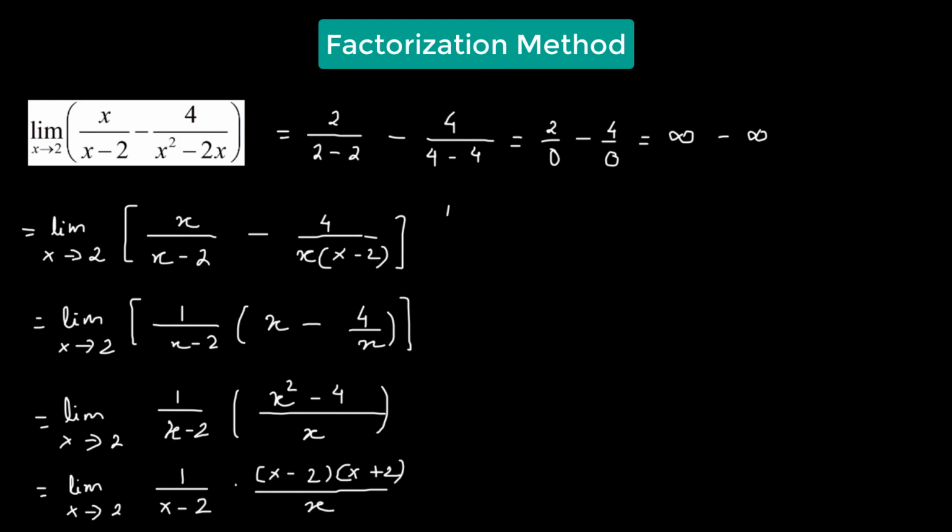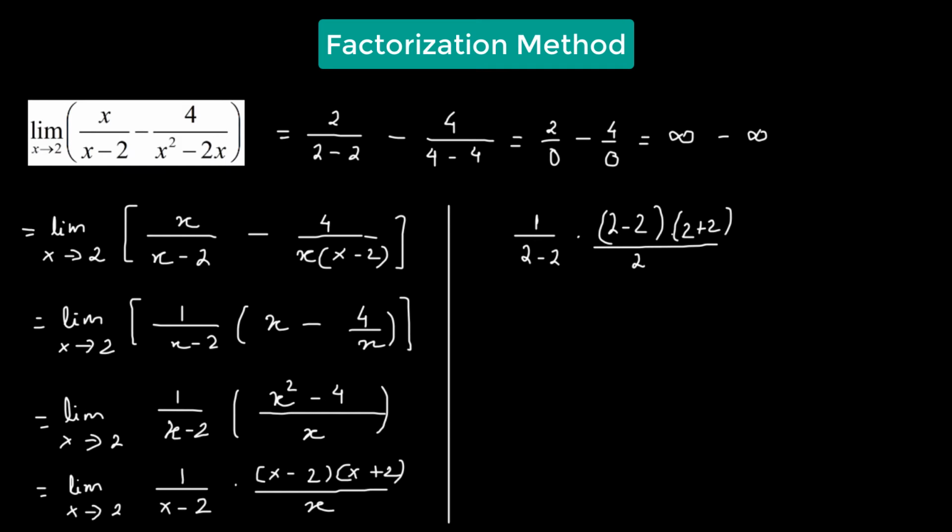Now when we do a direct substitution for the value of x, that will give us a 0 over 0 indeterminate form. So let's check it out. So we have 1 over 2 minus 2 times 2 minus 2 times 2 plus 2 divided by 2. So we have a 2 minus 2, which will be 0. So 0 times 2 plus 2 will give us a 0 in the numerator. Similarly, we have a 2 minus 2, which will be 0. And 0 times 2 is also going to give us 0.